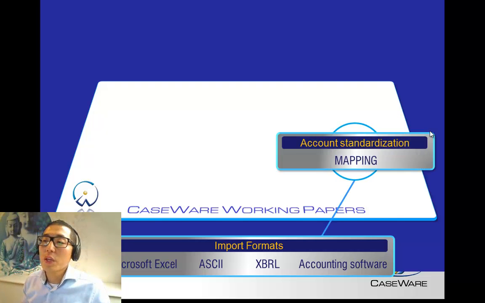So once you have that financial data imported into Working Papers, the next thing you need to do is standardize the trial balance or the financial data. In most countries, companies are free to create account numbers how they want. So any company can have any trial balance and use any account number. In order to create an electronic file that makes sense, we need to classify those accounts, and we can do that by linking the client's account numbers to our mapping.